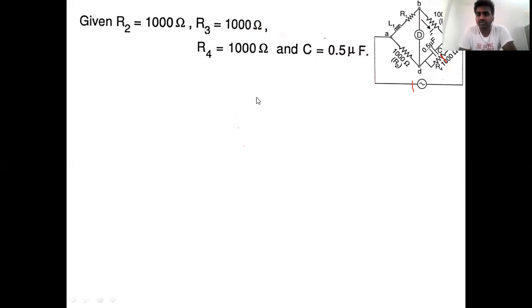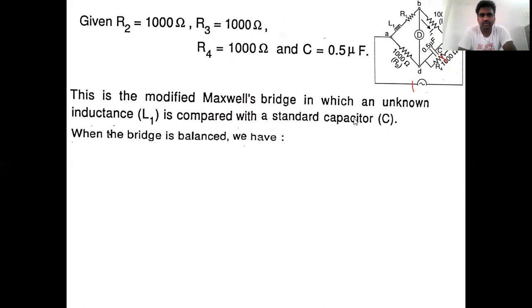Okay, so in the problem, what we need to calculate is the unknown inductance. This is a modified Maxwell's bridge, which has a standard capacitor. Going to the bridge balance expression, these are formulas most of you are very familiar with: the unknown inductance Lx is equal to C into R2 into R3, and R1 is equal to R2 R3 divided by R4.